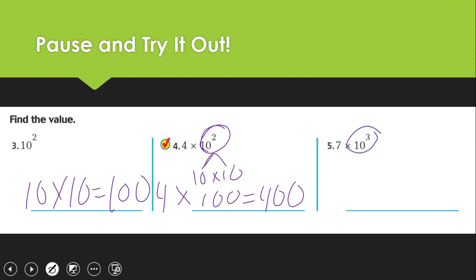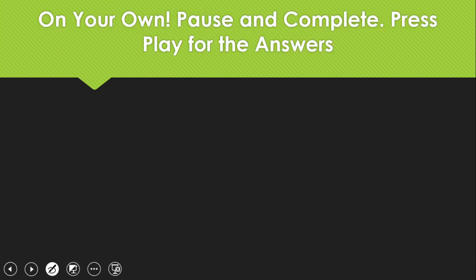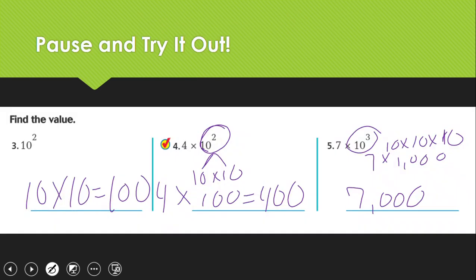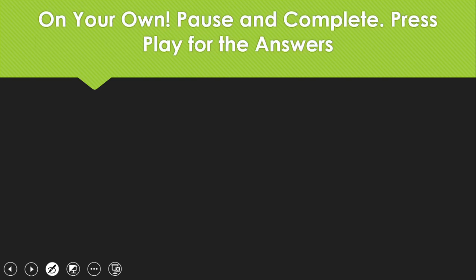Good. And we'll do the same thing with the prior one. We have 10 to the power of 3, or 10 to the 3rd power, or the 3rd power of 10. And that's the same thing as 10 times 10 times 10. And we know that equals 1,000. And then 1,000 times 7, and you should get 7,000. There it is.